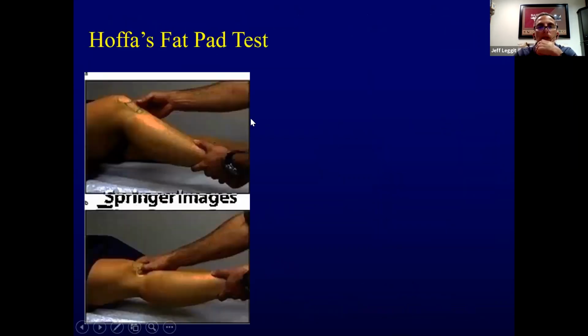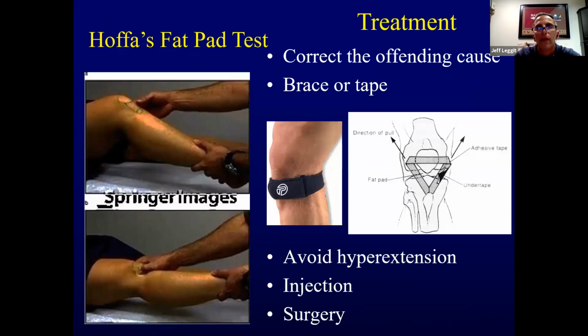So how do you diagnose it? One of the ways is this fat pad test. Here you're palpating the Hoffa's fat pad. I would actually argue you put both fingers around it, so you're actually pinching it and making sure you're not touching the patellar tendon. Then you put the knee in extension, and that will squeeze the fat pad, and it should be symptomatic.